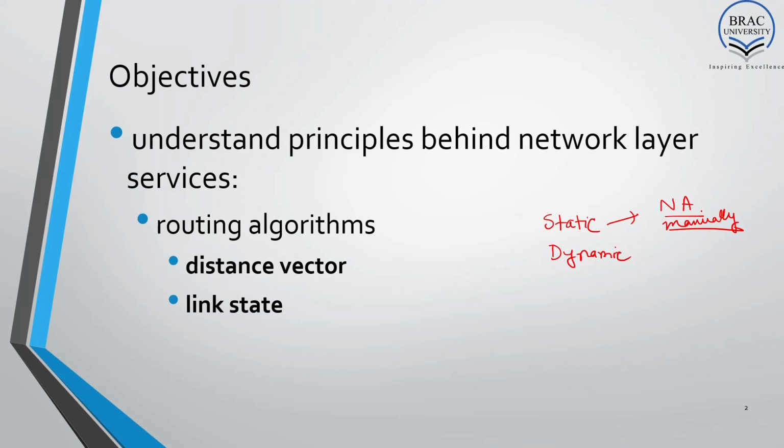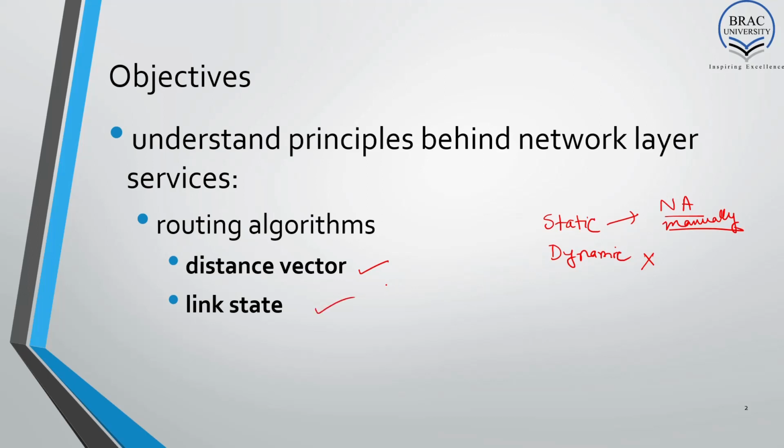But in dynamic routing, what happens? The network administrator does not write anything manually. Rather, routing algorithms are installed inside the routers, and the router computes the shortest path based on those routing algorithms using two types of techniques. These two types of techniques will be covered in the next two classes. Today we will cover distance vector routing, and in the next class we will study link state routing.